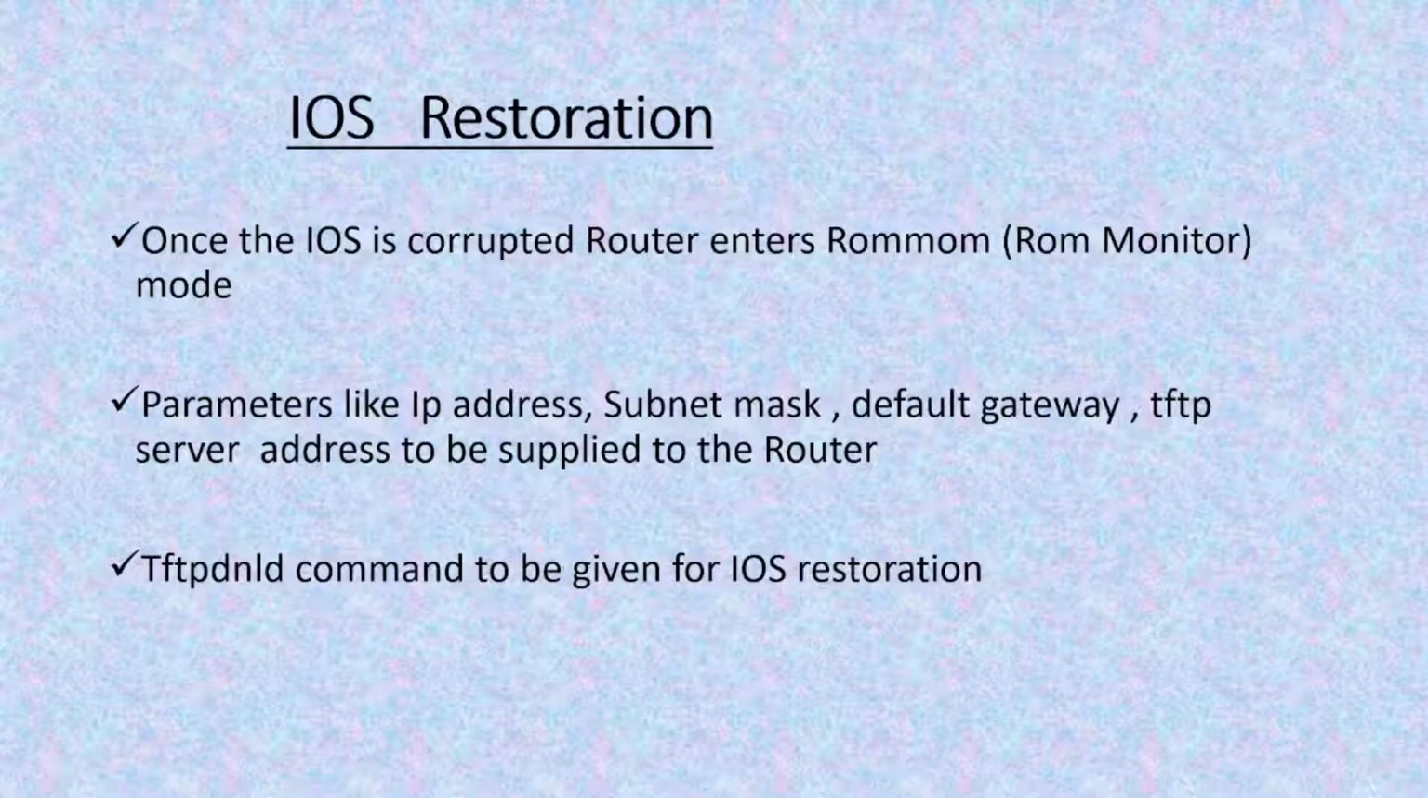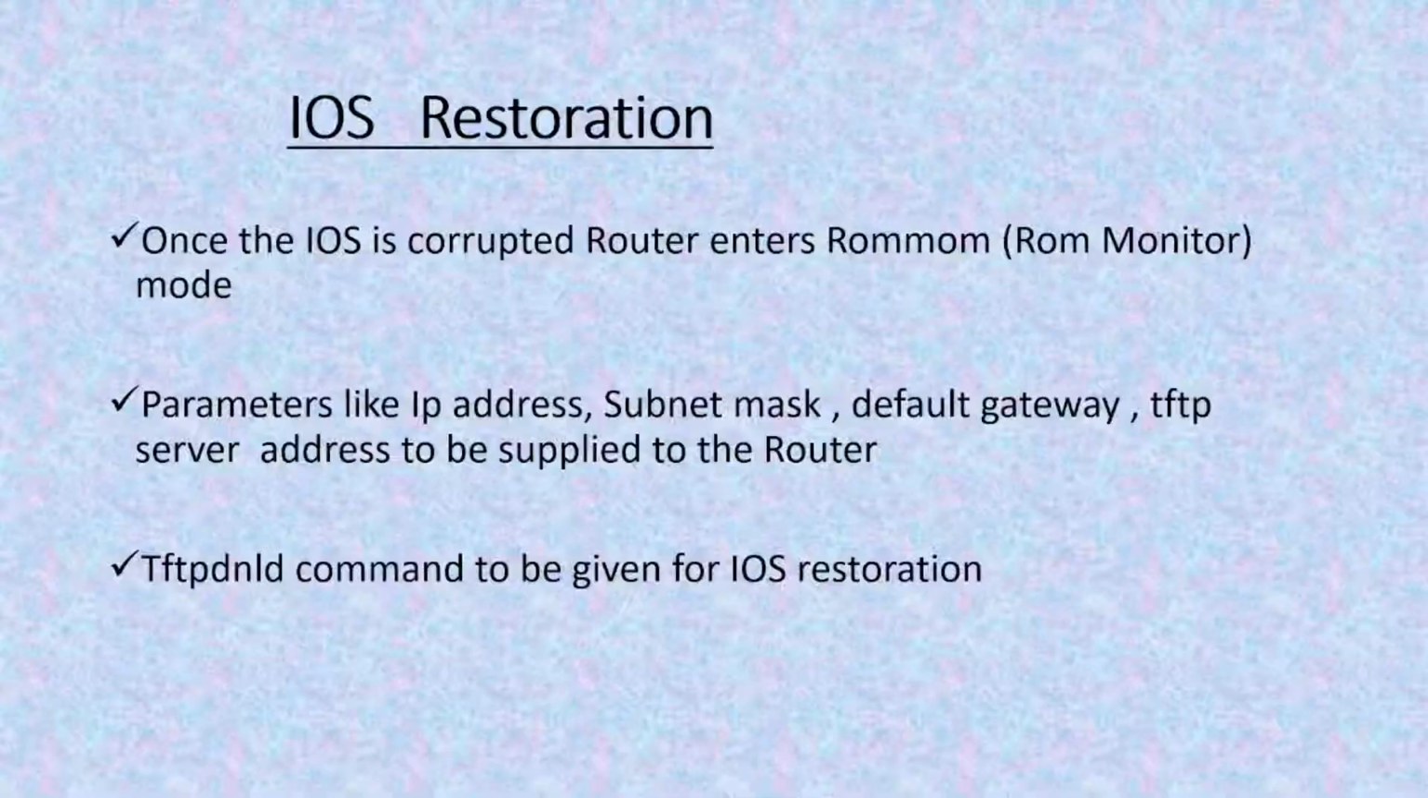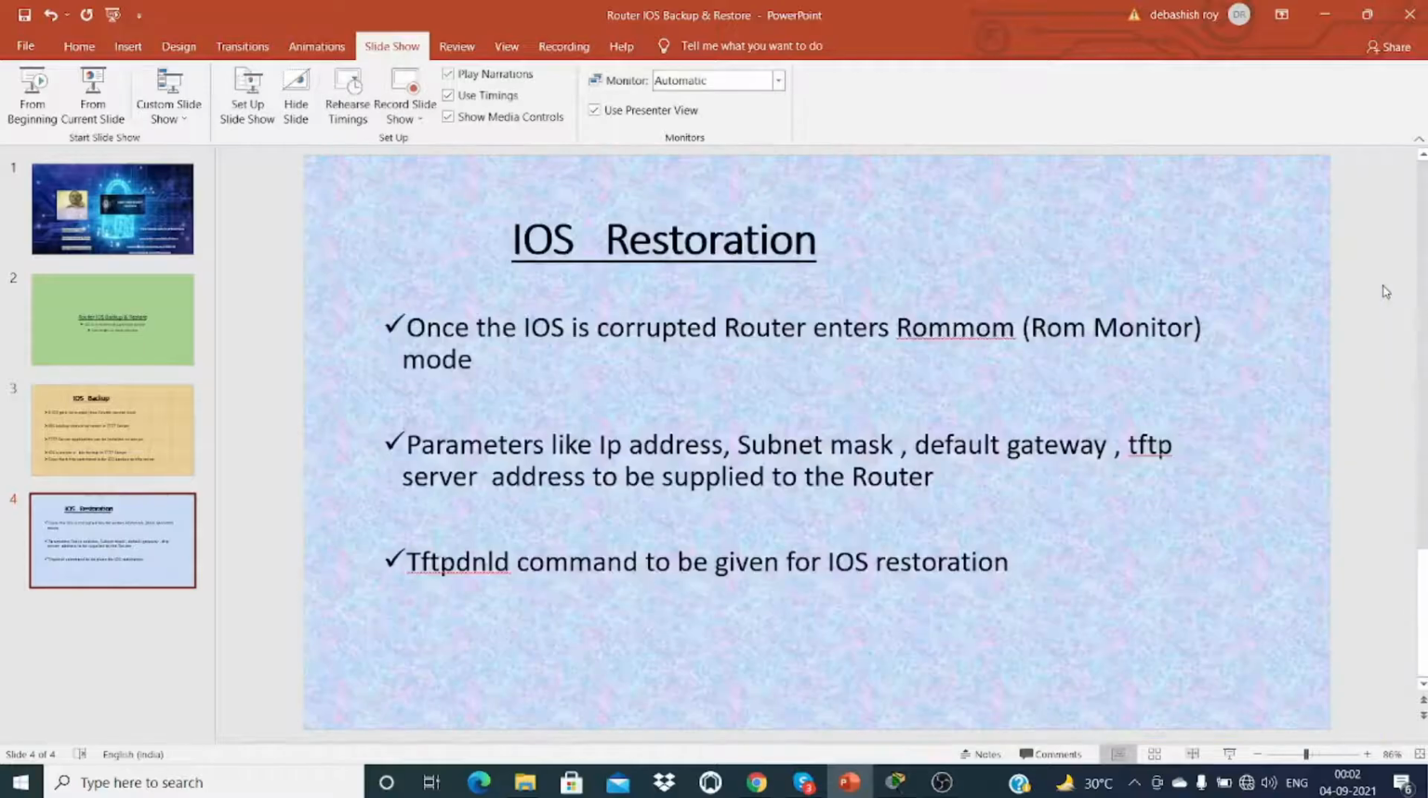Now how to restore the iOS from the TFTP server? See, if the iOS is corrupted, then the router has no IP address. So you have to specify parameters like IP address, subnet mask for the router, default gateway for the router, then the TFTP server IP address to the router. The TFTP DNLD command is to be given for iOS restoration. So this command initiates the restoration of iOS from the TFTP server to the router. Now this was the theory part for the iOS backup and restore in the TFTP server.